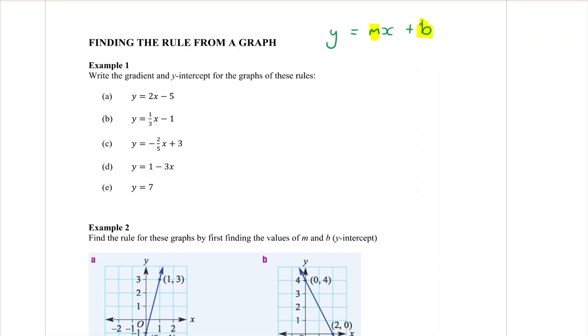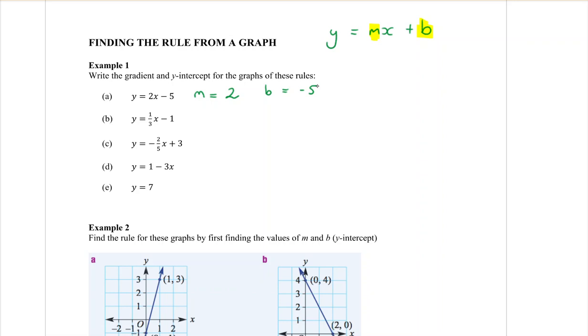So as long as it's in the right form, the first one, y equals 2x minus 5, as long as it's in that y equals mx plus b, the m is going to be whatever is in front of the x, which in this case is a 2. So m for gradient equals 2. The y-intercept, which is b, is the number usually on the end, but not always, but the one that doesn't have an x with it. So it is the minus 5. If there is a negative sign in front of your number, you must remember to include it.